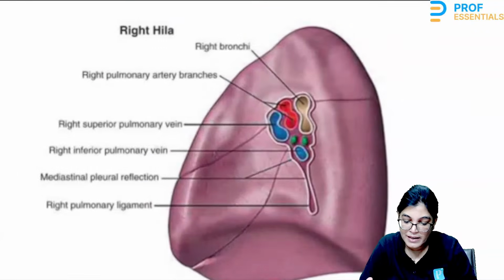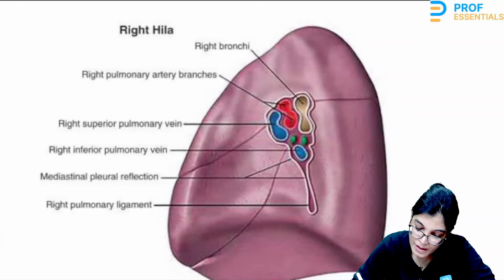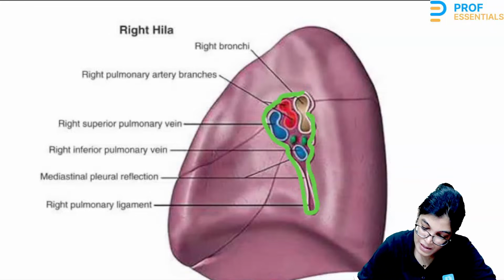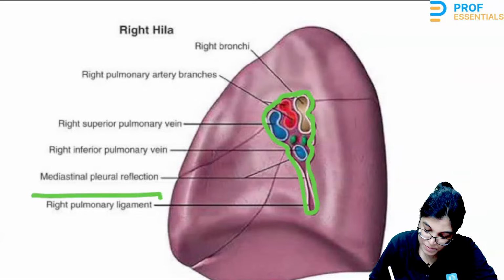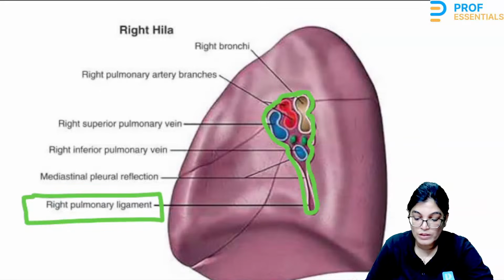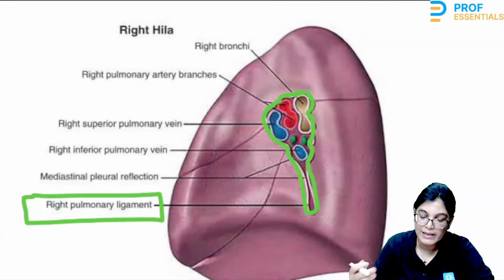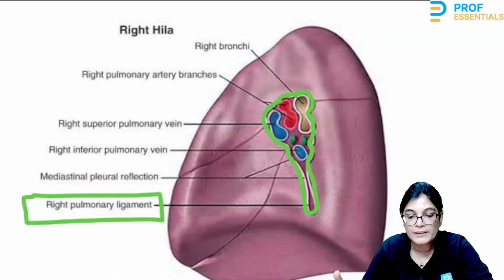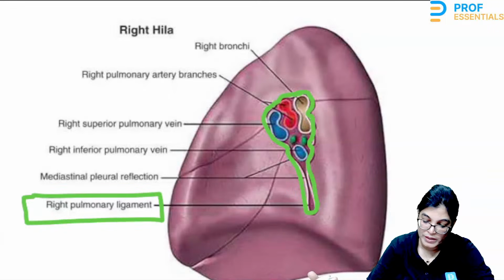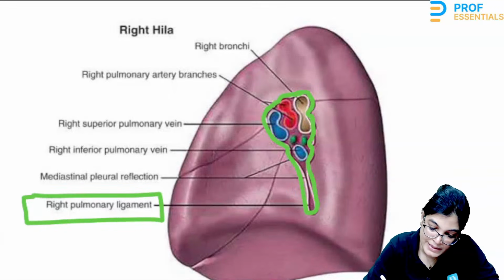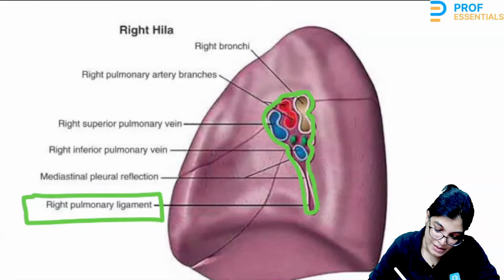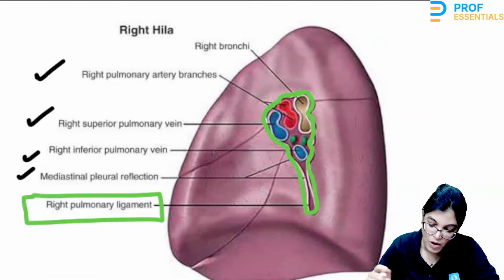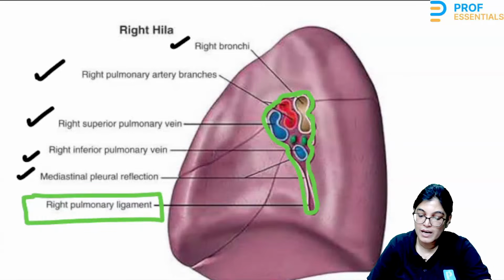So here in this diagram, you can see this structure which I am highlighting with the green color. This structure is the pulmonary ligament. This is the right pulmonary ligament, my dear. And what you can see is that this pulmonary ligament is extending downward as a fissure lying between the lung and the mediastinum, going downward towards the diaphragm. And what does it contain? It contains the pulmonary veins, the branches of the bronchus, and the pulmonary artery.